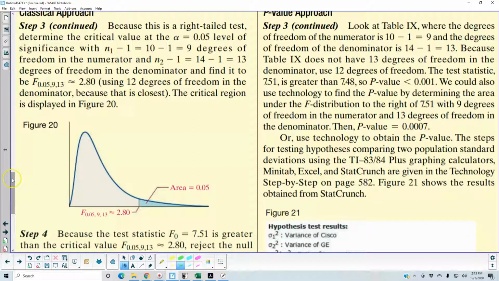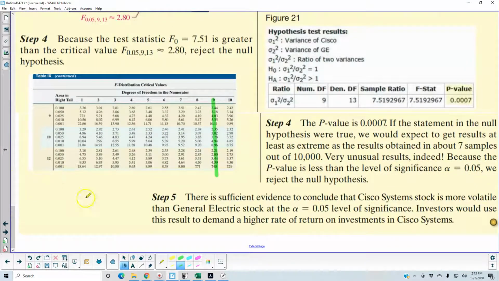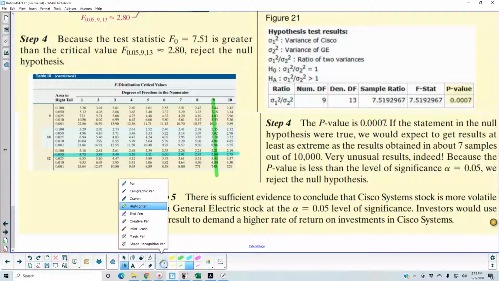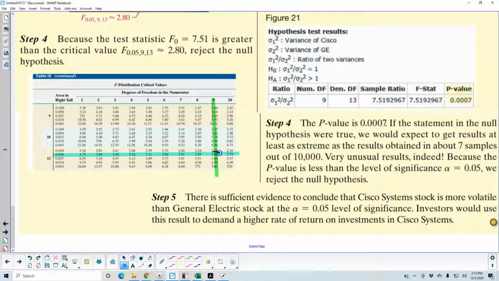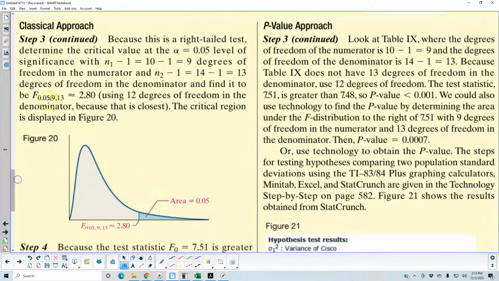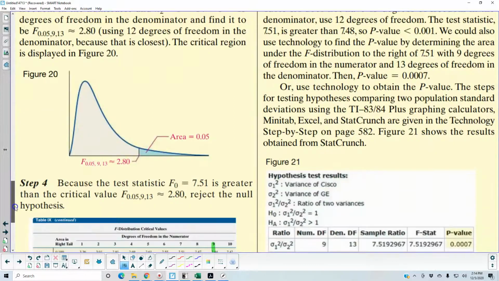And then we're using the 0.05 significance level. So for 12, we have 0.05, and we're going to go all the way across there. And then what we see is that we have a critical value of 2.80. So the critical value here is going to be 2.80.